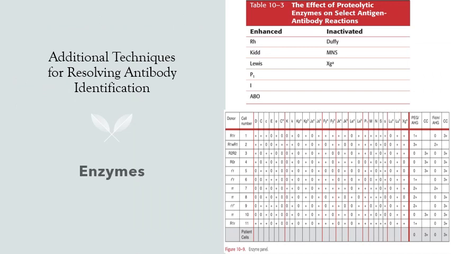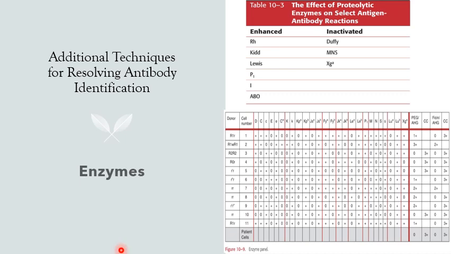Next is the enzymes. So proteolytic enzymes modify the RBC surface, resulting in destruction of certain antigens. So enzyme-treated panel will aid in identification when there are multiple antibodies. Enzymes may take the place of the enhancement media.